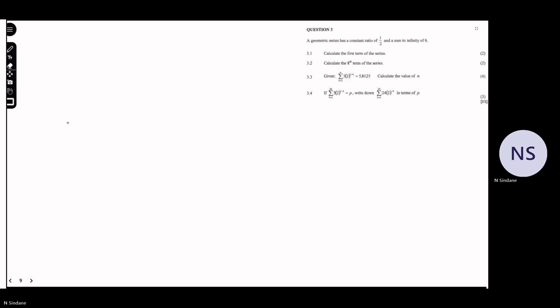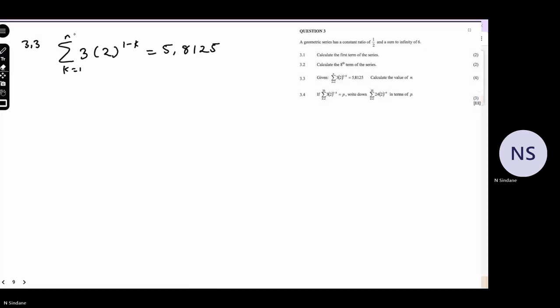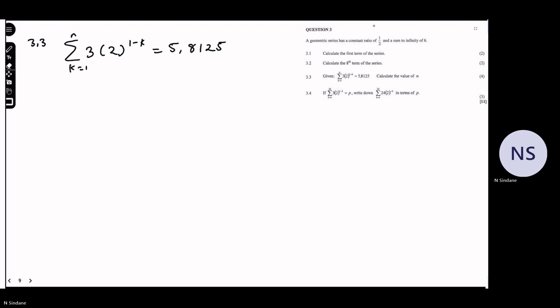3.3, let's see. We're given the sum of the terms. That is this: n on top, and k equals 1, of 3 into 2 to the power 1 minus k. They're saying this is equal to 5.8125. Right? They want us to calculate the value of n.